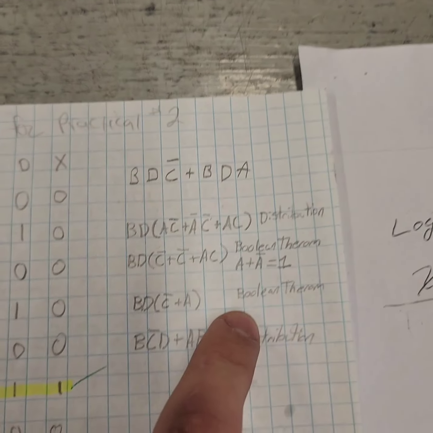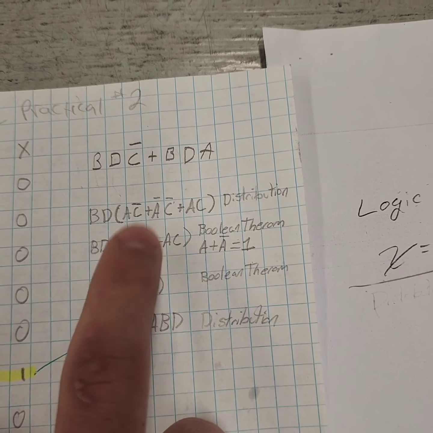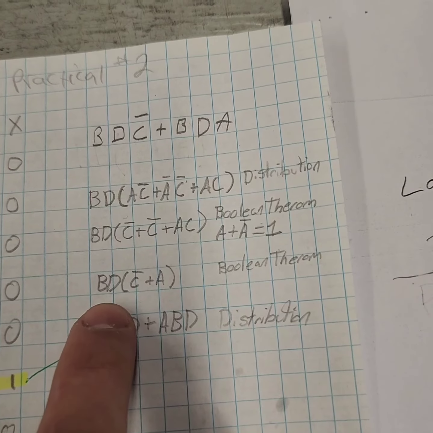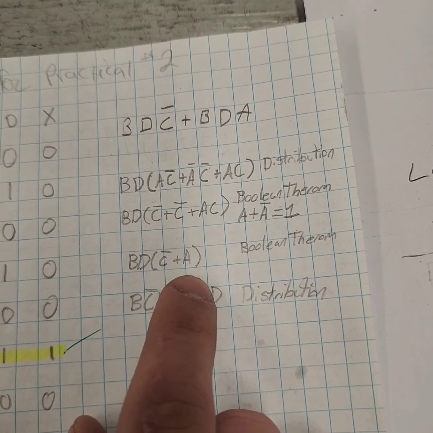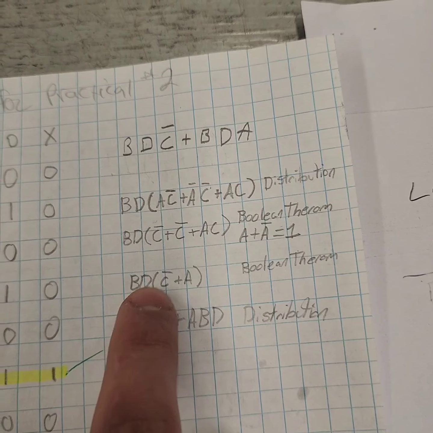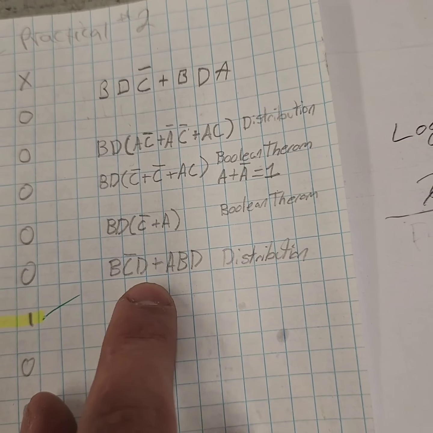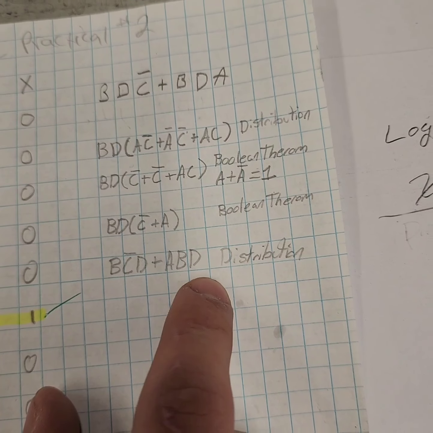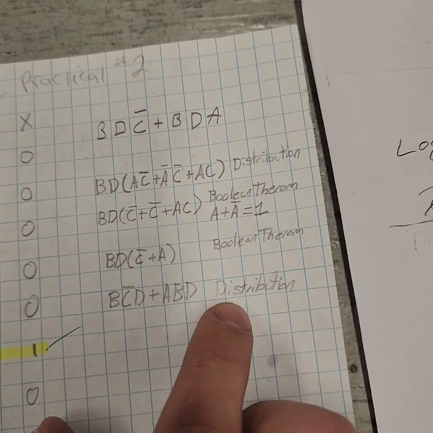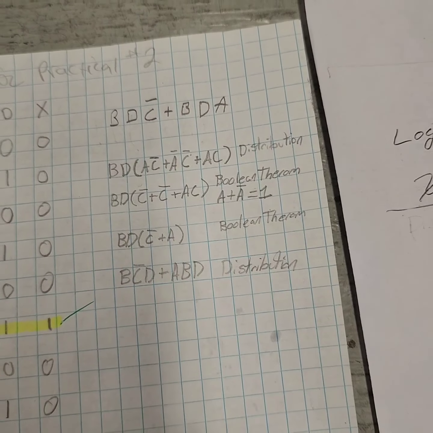and then you can use the Boolean theorem again on that normal C and the not C, and that gives you this partial simplified Boolean equation, which is B and D and not C or A, which breaks down to B not C D or A B D. And you do that with the distribution as well, just factoring that back into both of them.